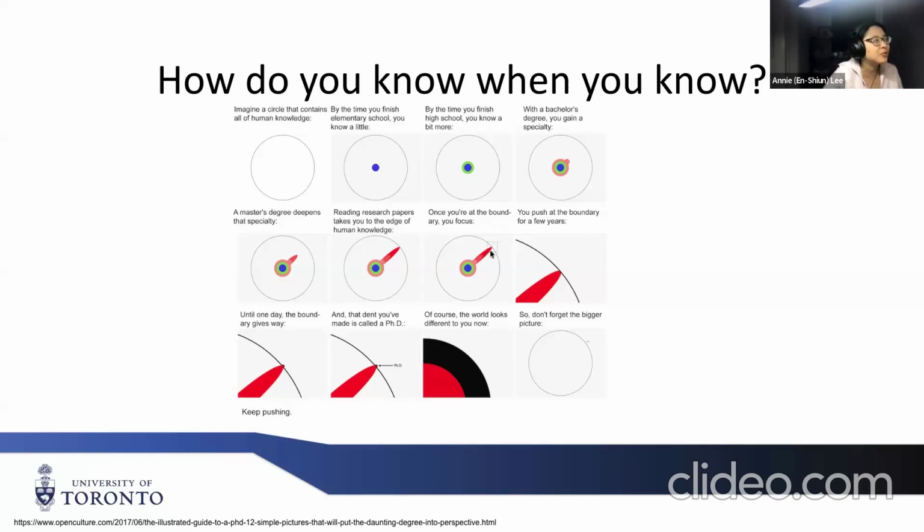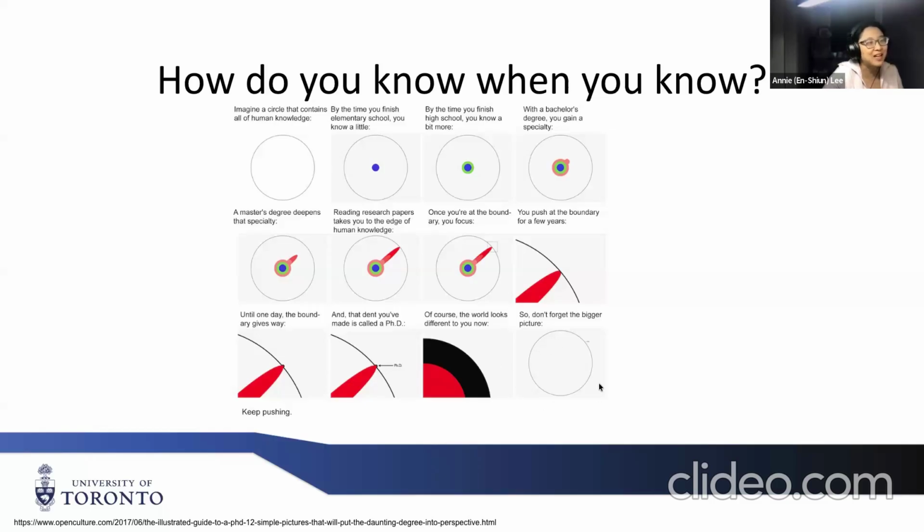But if we just zoom in on this boundary here, if you push the boundary for a couple of years, one day you might be able to push something a little bit different out there, right? A super tiny little thing is called a PhD. And of course, now you have the PhD, the world looks very different. Now you have this little bump of unique stuff that's your own, and you are making novel contributions to humanity.